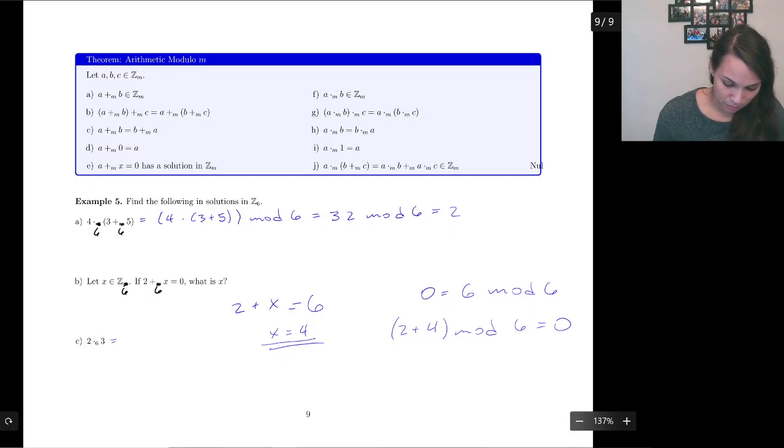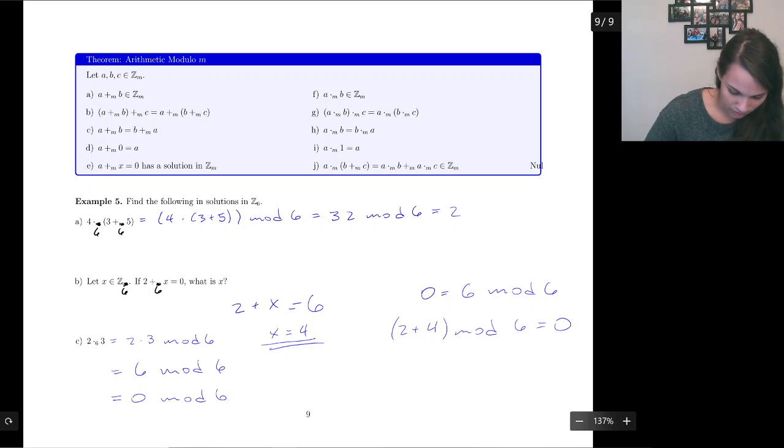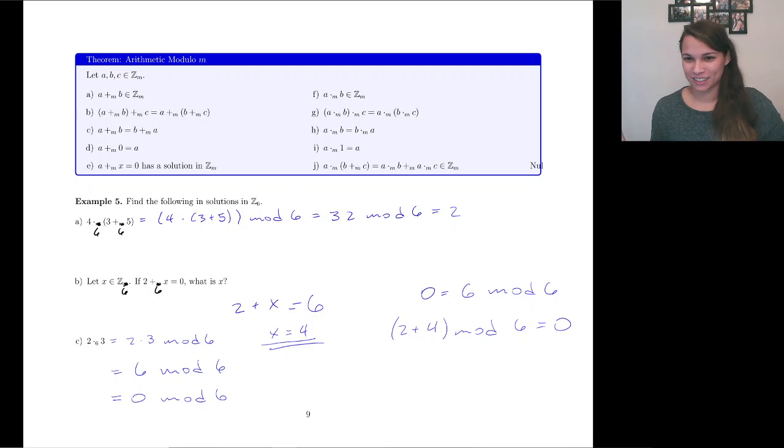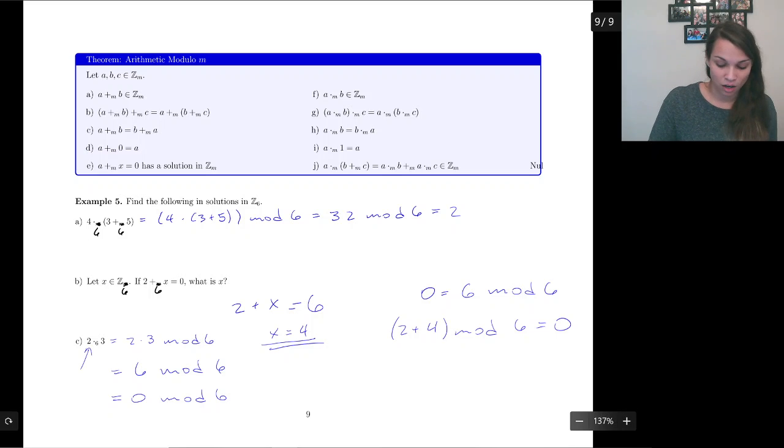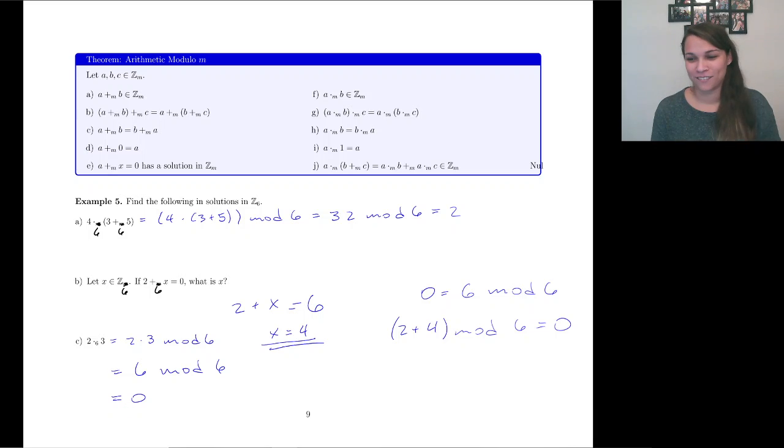And then our last example is going to be 2 times 3 in Z6. So that's 2 times 3 mod 6, which is 6 mod 6, which is 0 mod 6. So there you have it. This is what it takes. This is the kind of sets and set operations that we need to be using in order to start with a non-zero number and a non-zero number and somehow end up multiplying to 0, which I think is just radically cool.